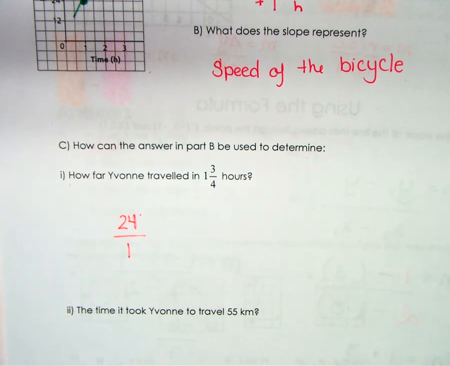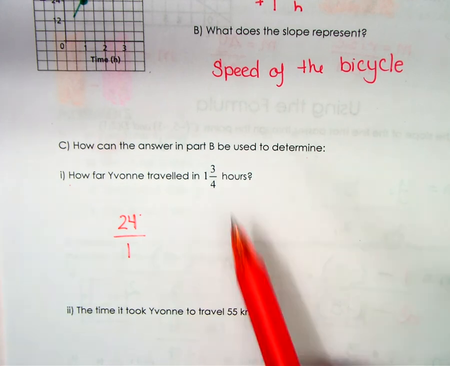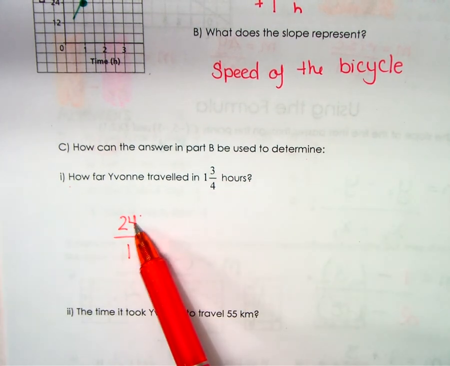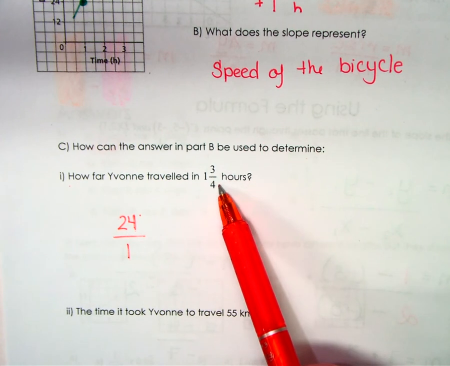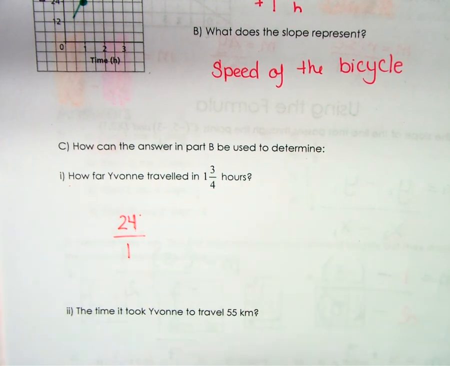How come? Since it's more than 1 hour? Because it's more than 1 hour. Good answer. So we know that we traveled 24 kilometers in 1 hour. Are we traveling more than 1 hour here? Yes, so we should be able to travel further. Everybody agree with that? Yes.